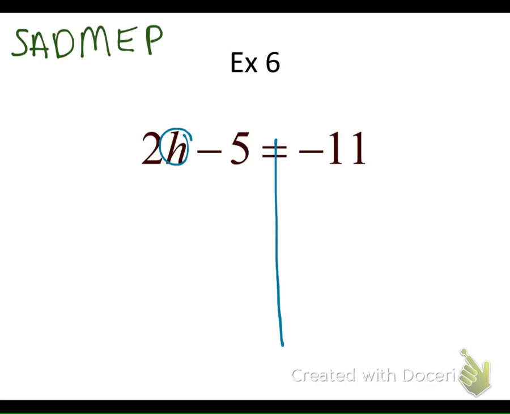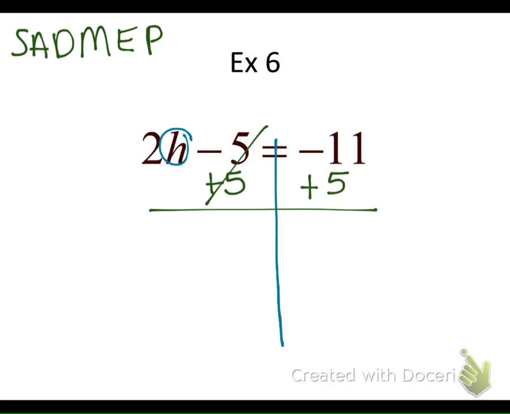SADMAP is basically PEMDAS, which is order of operations backwards. So, we're going to go look here. The S stands for subtraction. Do I have any subtraction? Yeah. So I start with the -5. I want to get this variable by itself, so I'm going to get rid of that -5. I'm going to use the inverse operation of -5 and +5. And then the golden rule, whatever I do to one side, I do to the other.